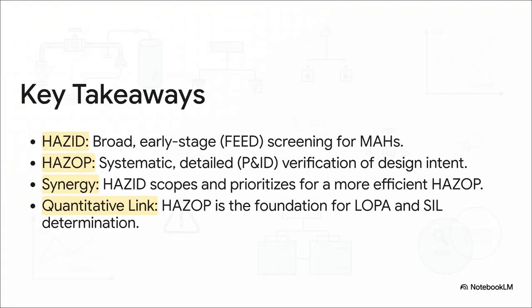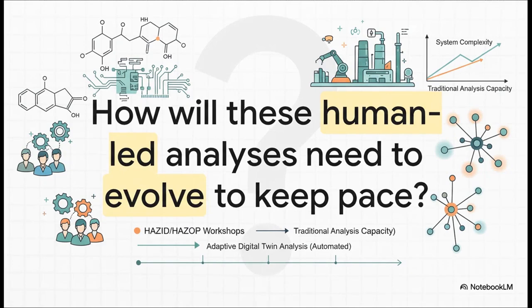So let's just quickly recap the crucial takeaways. HAZID is your broad, early-stage screening tool. HAZOP is your systematic, detailed design verification. They work in synergy, with HAZID scoping the work to make the HAZOP more efficient. And most importantly, the HAZOP provides the non-negotiable qualitative foundation for quantitative methods like LOPA and the ultimate determination of a safety integrity level. And that really leaves us with a final thought to chew on.